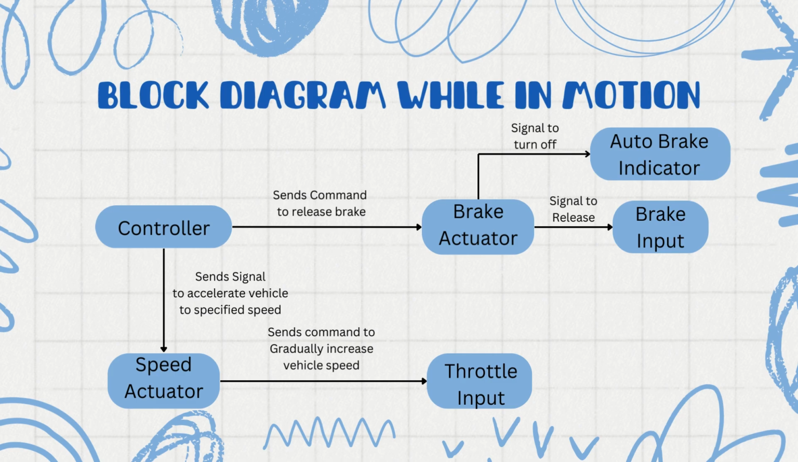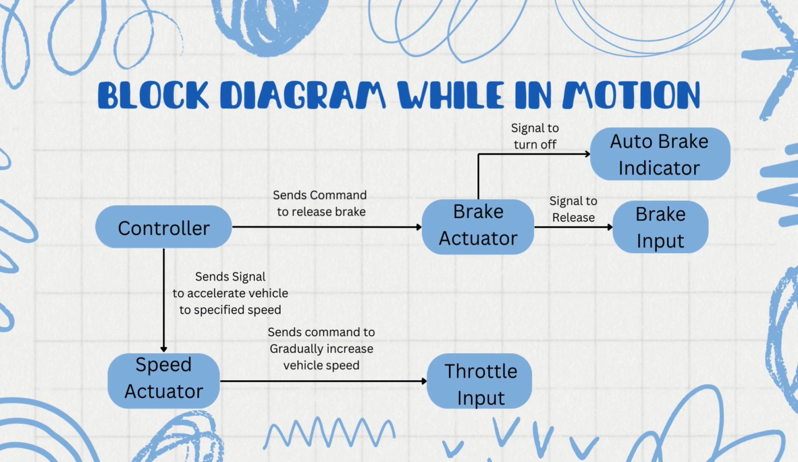The second block diagram represents the system that is active when no obstacle is detected and the vehicle is in motion. Similar to the previous system, the controller will perform two tasks once it is confirmed that there are no obstacles and the vehicle is in motion. The first task is to send command to the brake actuator to release the brake. The brake actuator will send signal to the brake input to release the brake, and at the same time, it will signal the brake indicator to turn off.